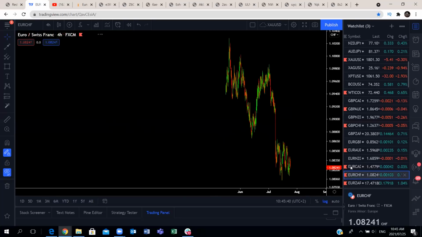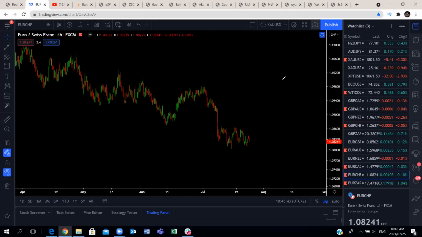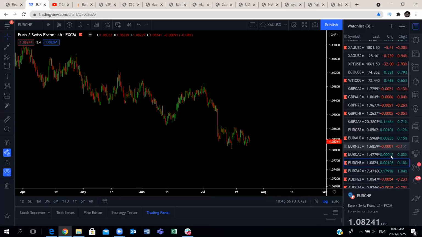EURCHF, long-term downside on EURCHF. So every time you get a pullback on EURCHF, look for sells. We've got this one here coming down. You can get one more down here, bounce. If you get a move around here, we'll be looking for a sell. Okay, so those are the euro pairs.